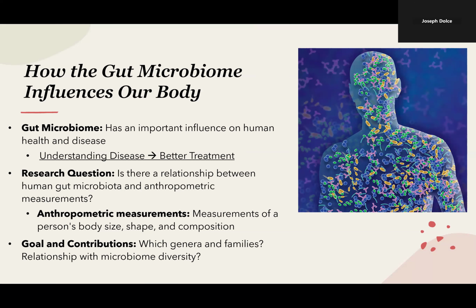So the main question being asked in this research article is what is the possible relationship between the human gut microbiota and anthropometric measurements? What are anthropometric measurements? Well, they're measurements of a person's body size, shape, and composition. So this includes BMI, body mass index, and WC, waist circumference.